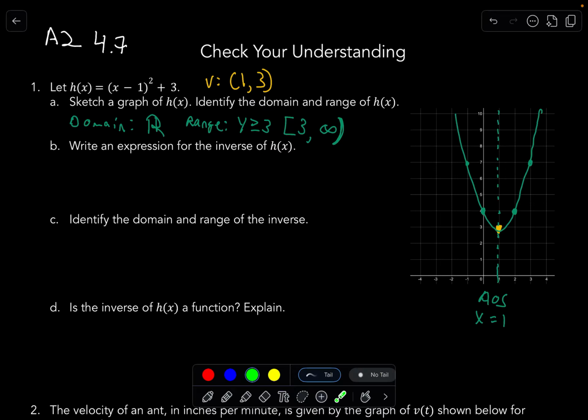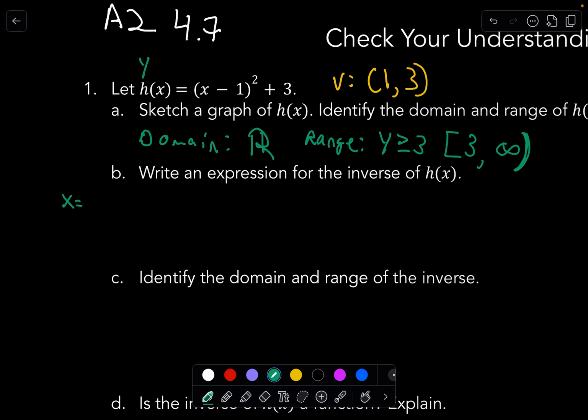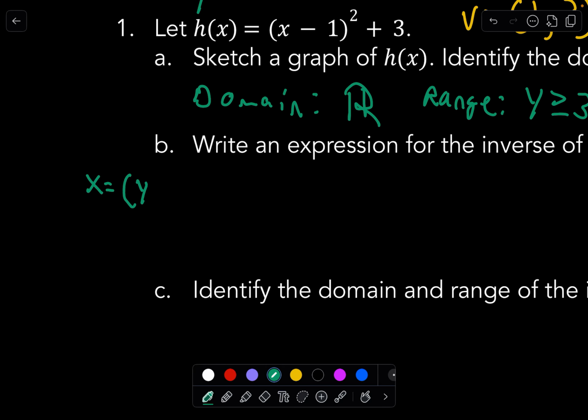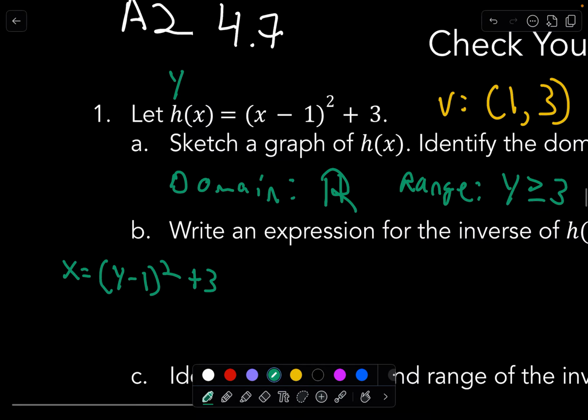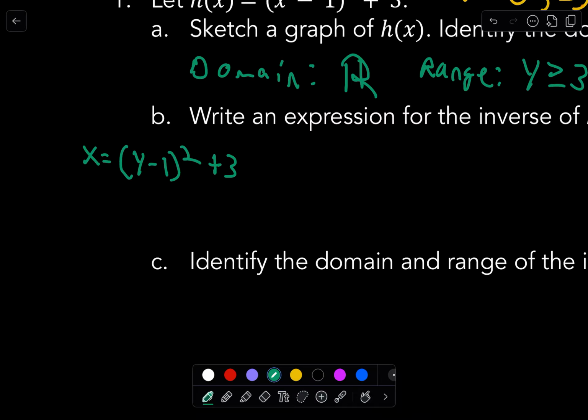Write an expression for the inverse. Well, the inverse, step by step. Remember I changed h of x to be y, so this is y equals (x minus 1) squared plus 3. Now you switch x and y. So this is going to be x equals (y minus 1) squared plus 3. That helps because we're switching x and y.